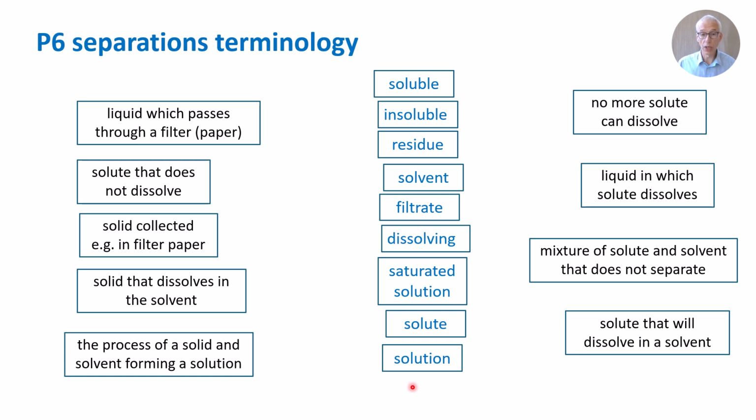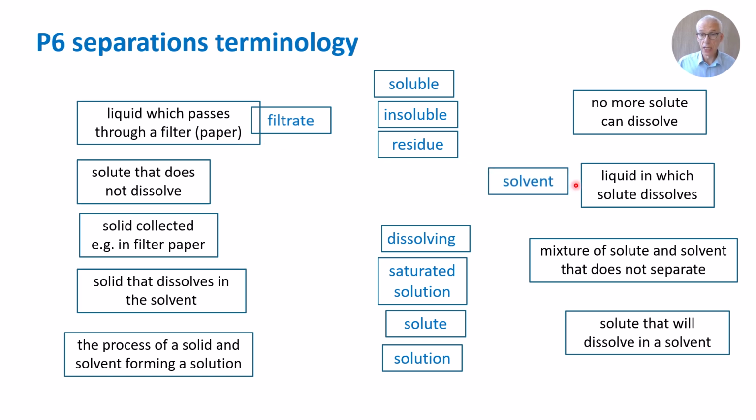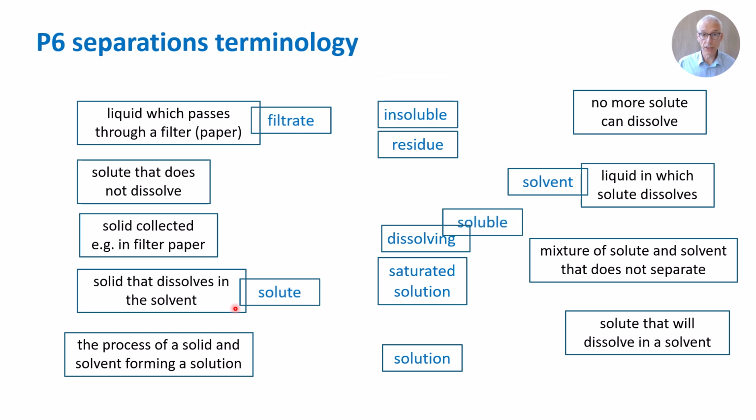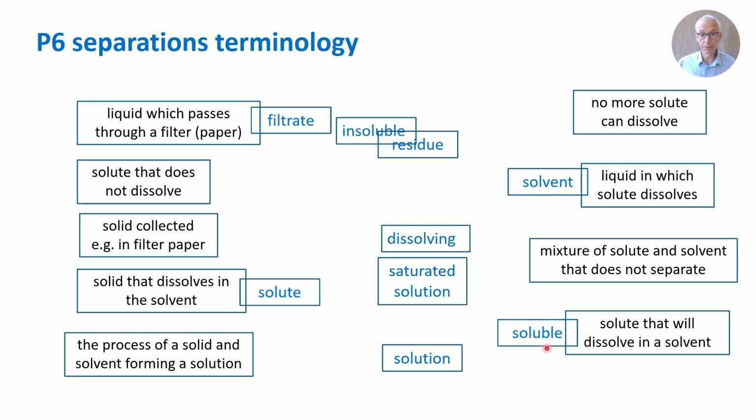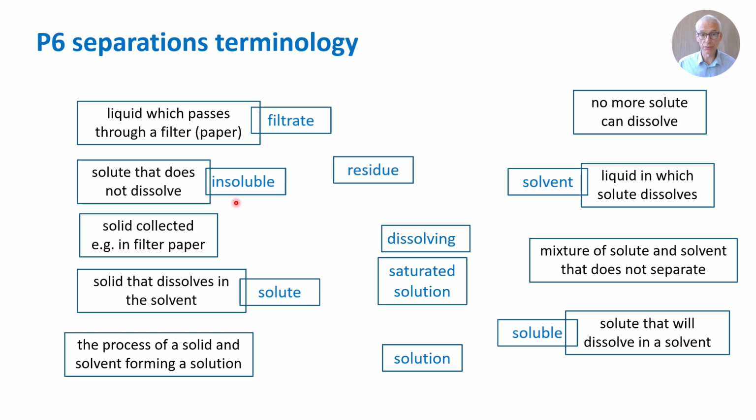Okay, so let's go through. The liquid which passes through a filter paper is the filtrate. A liquid in which the solute dissolves is the solvent. The solid that dissolves in the solvent is the solute. Solutes that dissolve in the solvent are said to be soluble. A solute that does not dissolve in a solvent is said to be insoluble.